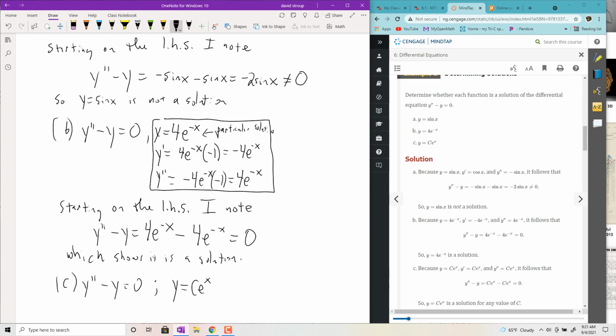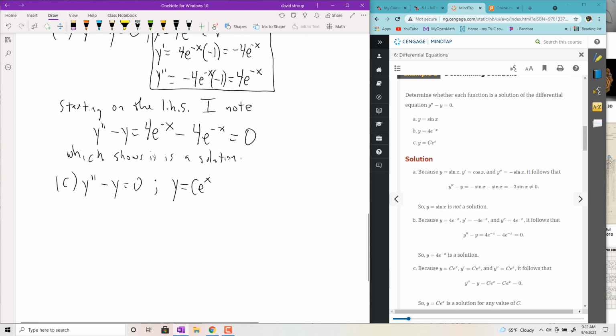And if it does have a c in it, then it's a general solution. So this is more of a general solution. Okay, let's see if it works. I'm going to have to generate my derivatives. So y prime is ce to the x. Oh, it's always just ce to the x.